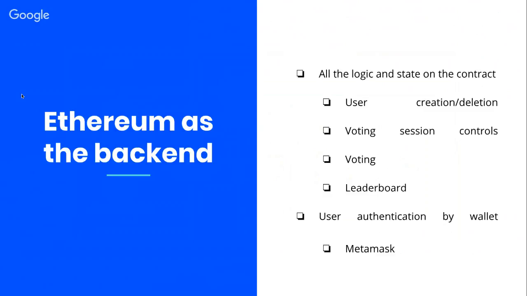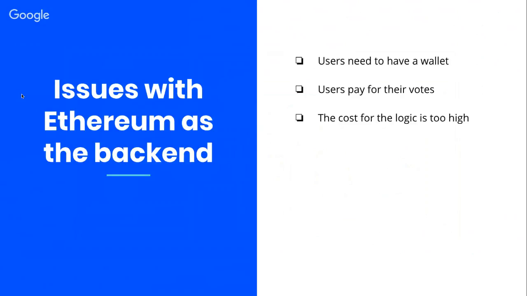The user authentication is done on the browser through MetaMask, which means that you have to have an Ethereum wallet to be authenticated. Your wallet address is your account. So people are paying for both, or you're using the testnet? We are using the testnet, but that's one of the issues that we're going to discuss right now. So yeah, users need to have a wallet and need to pay for their votes. Nobody's voting anymore. And the cost of the logic is too high.